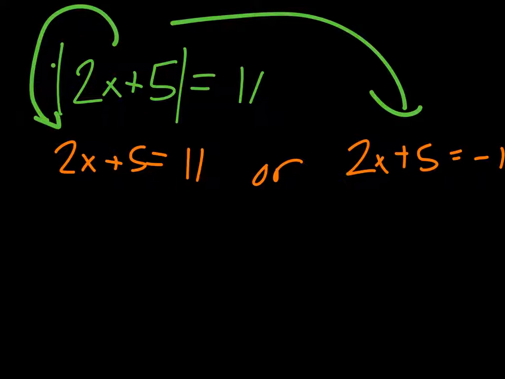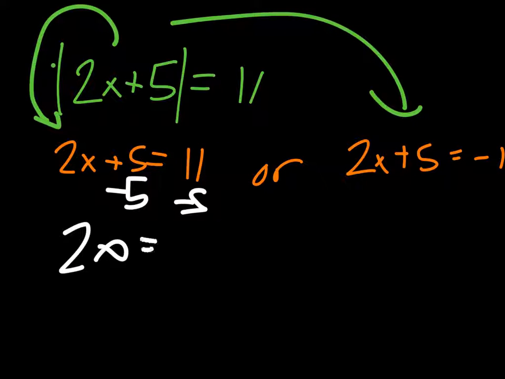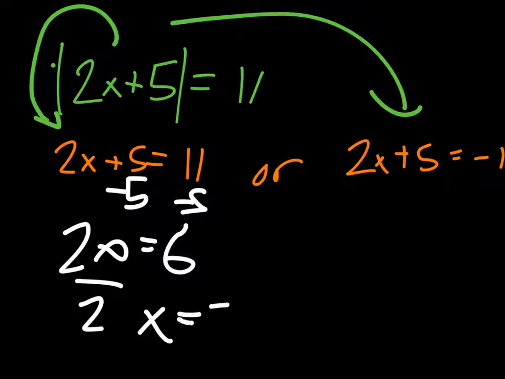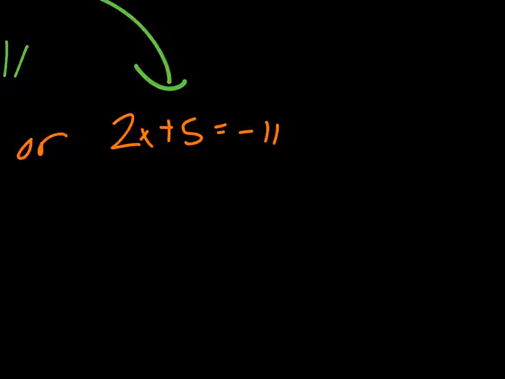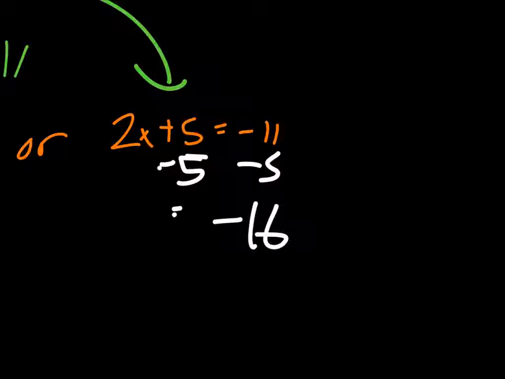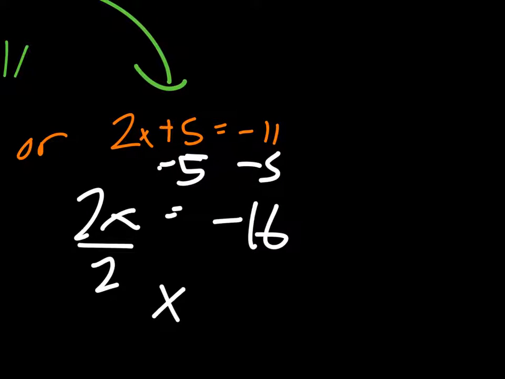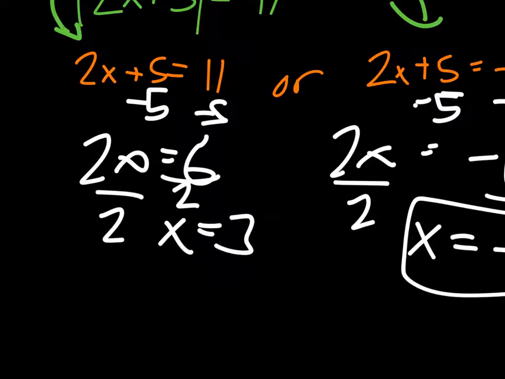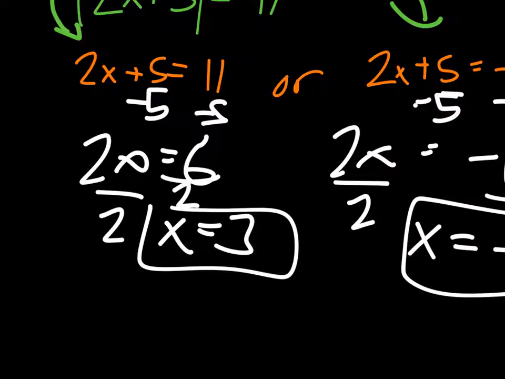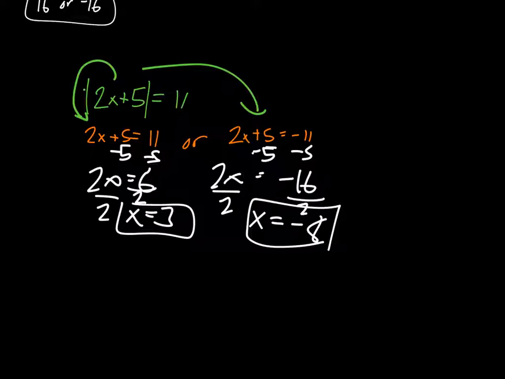Okay? Now, we know how to solve each of these quite simply. Subtract 5 on both sides. We have 2x equaling 6. Divided by 2, x equals 3. On this side, subtract 5. This gives us negative 16 equaling 2x. Divided by 2, x equals negative 8. And this one, x equals 3. And of course you would separate it by or, okay? So the value of x would be 3 or negative 8.